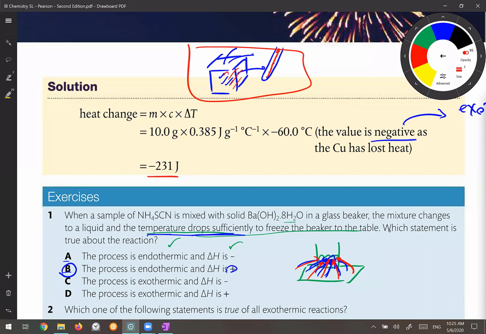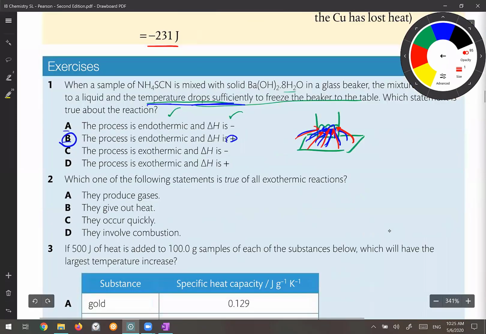Okay. So let's go to the next question. Which one of the following statements is true for all exothermic reactions? They produce gases, they give out heat, they occur quickly, they involve combustion. They give out heat. Yeah, they give out heat. It's very easy.